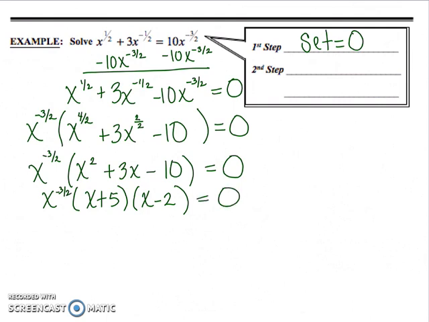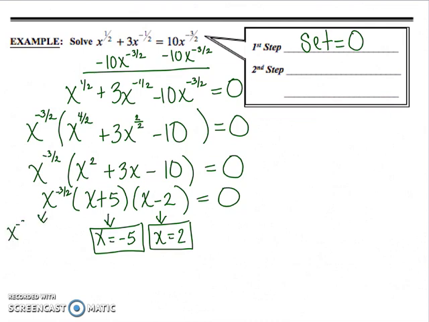Now we use the zero product property to solve. So this is going to give us x equals positive 2 for an answer. This is going to give us x equals negative 5 for an answer. And over here, this one's a little bit tricky. Okay, remember x to the negative 3/2, when we set that equal to 0, let's take a look at what this looks like. X to the negative 3/2 has a negative exponent. So let's move it downstairs because right now it's upstairs. So then that becomes 1 over x to the positive 3/2, okay?